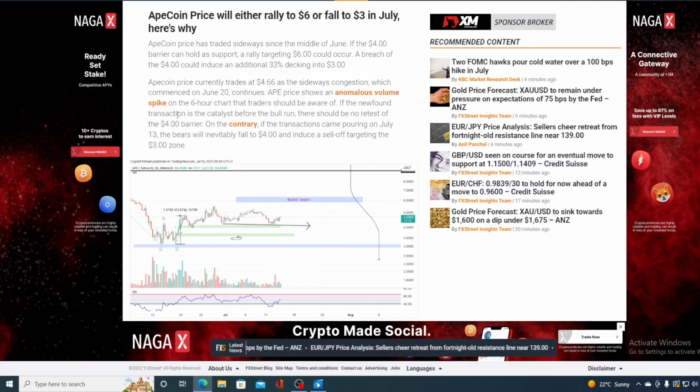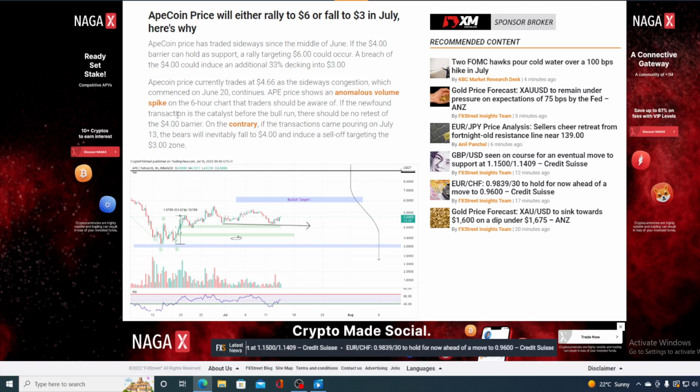If the newfound traction is the catalyst before the bull run, there could be a retest of the $4 barrier. On the contrary, if the traction came pouring on July 13, the bears will inevitably fall to $4 and induce a sell-off targeting the $3 zone.